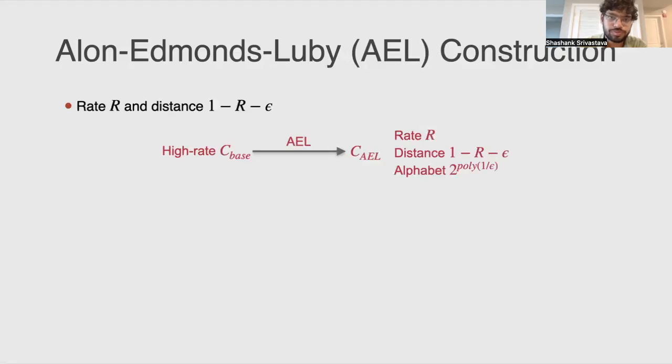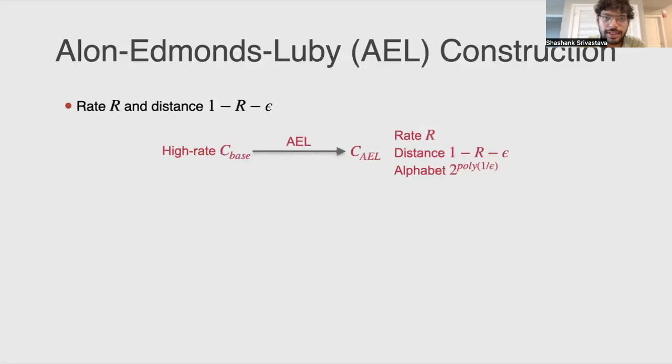These drawbacks are answered by another family of codes called the Alon-Edmonds-Luby construction, or AEL. For the AEL code, if the rate is R, then the distance can be made 1 minus R minus epsilon for any epsilon that we want. So these codes can approach the Singleton bound as closely as we want.